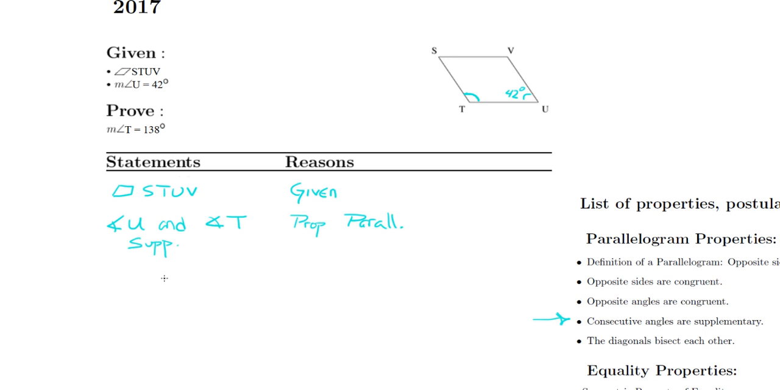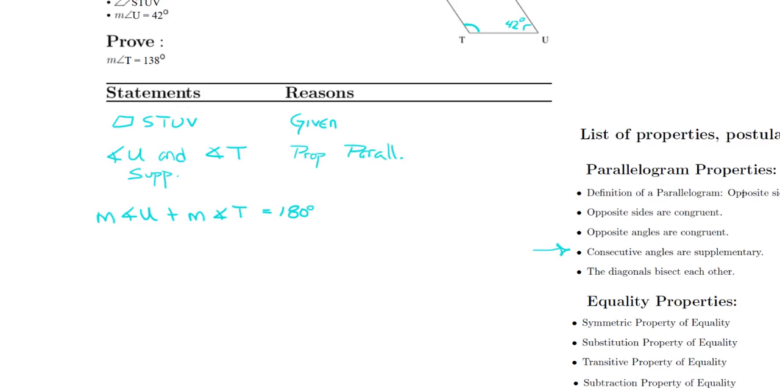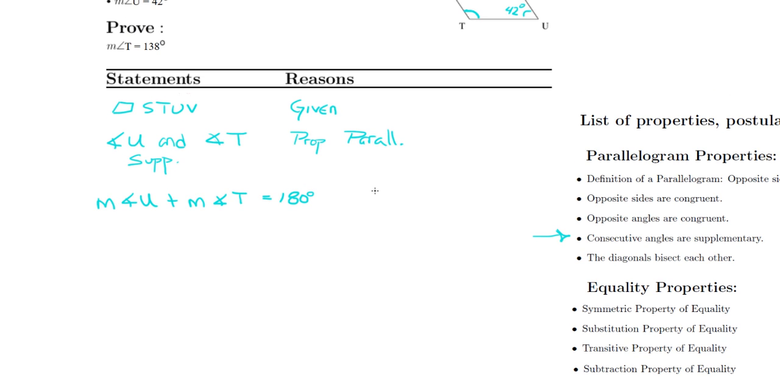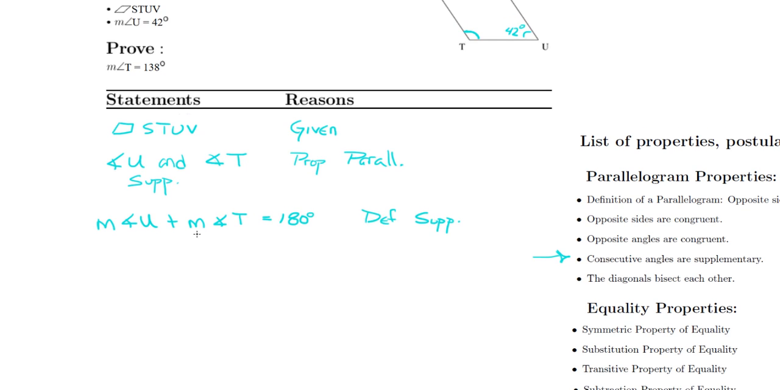Now, what does it mean to be supplementary? Well, that the measure of angle U plus the measure of angle T is equal to 180 degrees. Okay, and that's a definition. That's the definition of supplementary angles. So I'm going to write it here as definition of supplementary angles. Okay, that's what it means to be supplementary, is that the addition of the angles is 180 degrees.